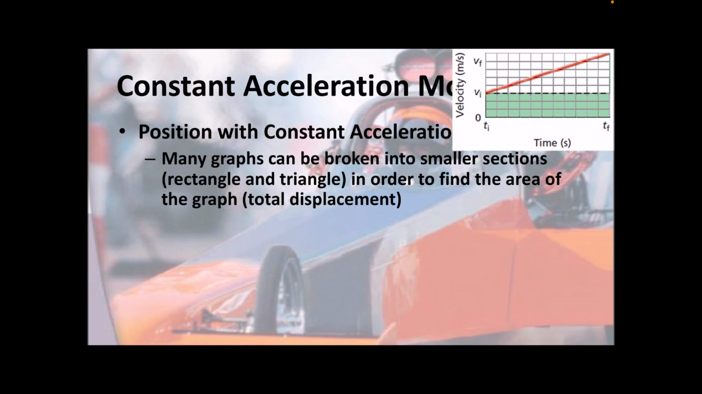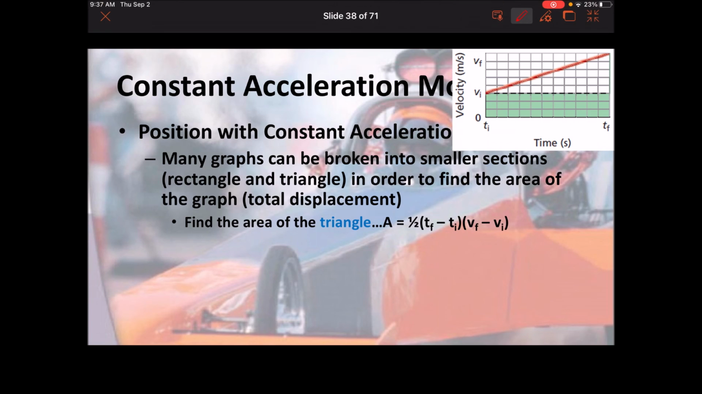Many graphs have to be broken down into smaller sections in order to really figure out what the total distance is. So for instance, on the screen you see that I've got a velocity time graph where I can break it up into a rectangle and a triangle. Now let's take a look at the triangle. If we find the area of a triangle, we know its area is equal to 1/2 the base times the height. Now in this particular case, the base is this change in time, and the height is my change in velocity.